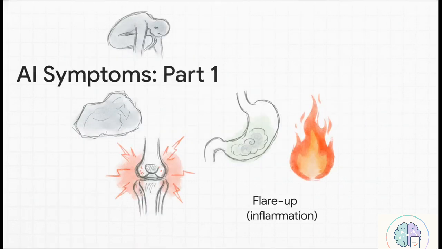Let's look at part 1 of the symptom list. At first, they can be super vague. We're talking profound fatigue, muscle weakness, arthralgia, which is joint pain, anorexia, and nausea. And remember, a taper that's too fast won't just trigger these withdrawal symptoms, it can also cause a massive flare-up of the exact underlying inflammatory condition you were treating in the first place.